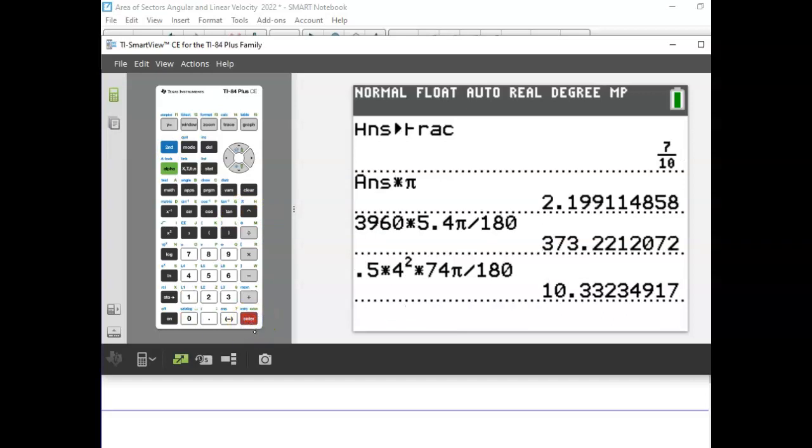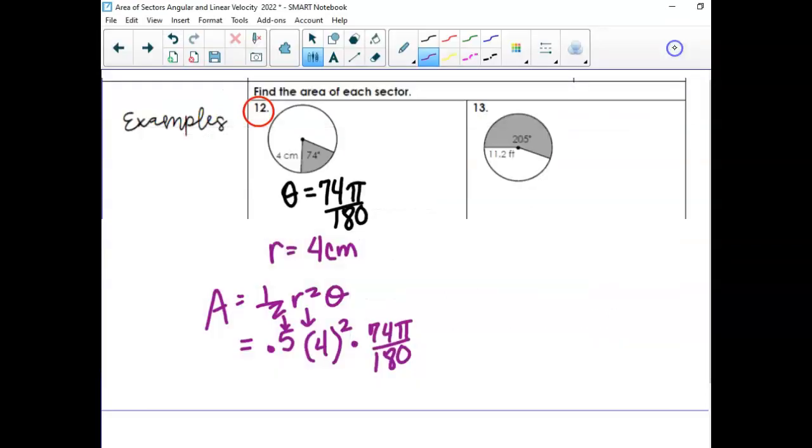I didn't say what to do exact, so I'm just going to do it as a decimal. Did anybody else get 10.3? Okay. This is area, and these were centimeters, but what did we do to those centimeters right there? We squared them, yes? And area is always square units, so this should be 10.3 square centimeters. Is everybody okay with that? Because it's not a distance, it's an area. It's the filled in part of the sector there.